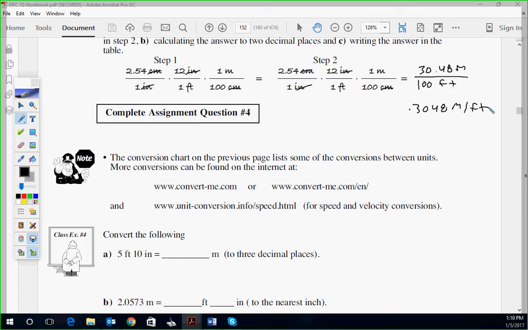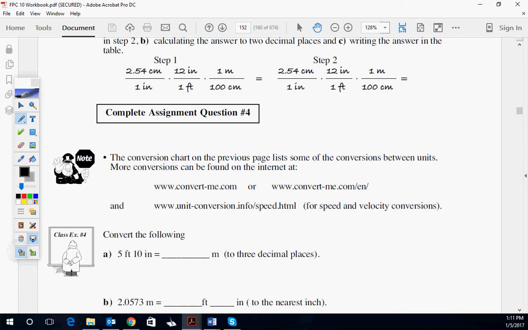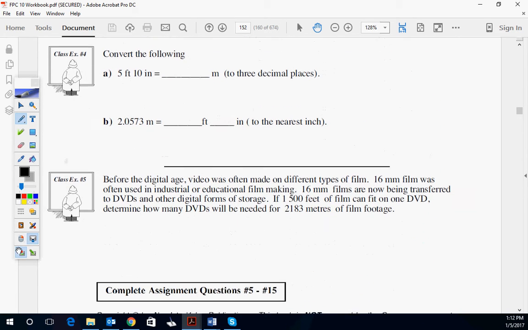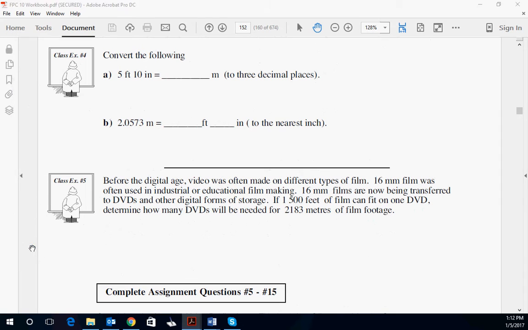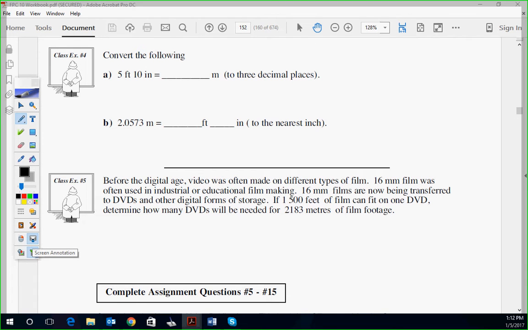The conversion chart on the previous page will list some conversions between units. You can also find conversion charts at these following sites. This is an older book, so I can't guarantee that those are on there, but I'm sure they are because conversions are very common. Google has one that's pretty simple. You guys punched that in yesterday. Okay, so let's do these two examples, and that will be it.